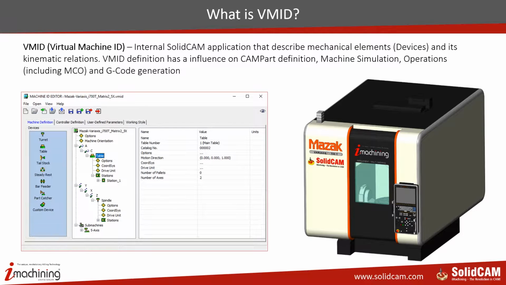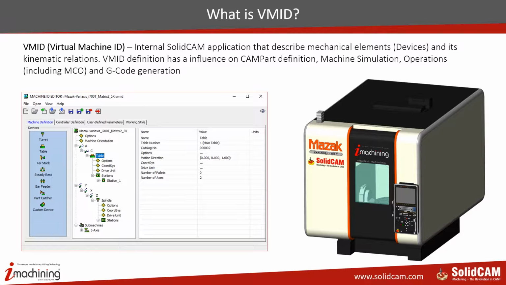Okay, so what is the VMID in general? The VMID, or the virtual machine ID, is an internal SolidCAM application where you can define or describe some mechanical elements, which we call devices, and their kinematic relations. The VMID has a big influence later on the CAM part definition, the machine simulation, the operations, and also the MCO and the G-code generation.